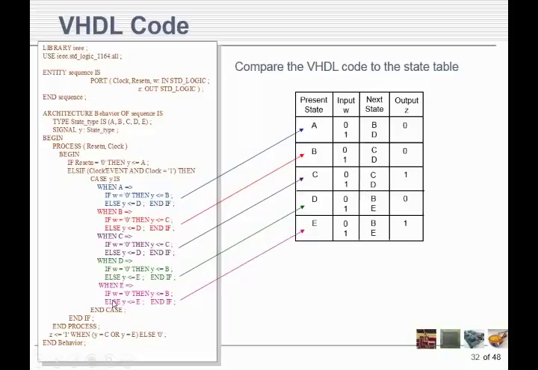And then finally, if we're in D, if W is 0, we go to B. That's what this says. Else we go to E, which is down here. So to me, either one of these, using the state diagram or using the state table, either one, you can go straight to the VHDL with that.